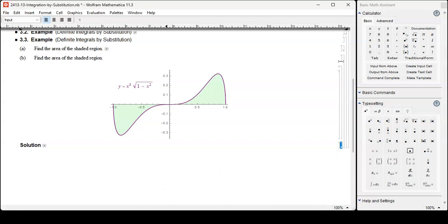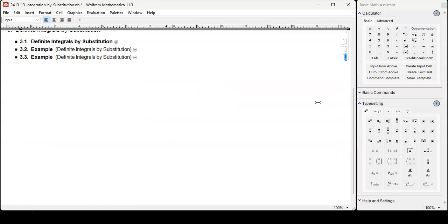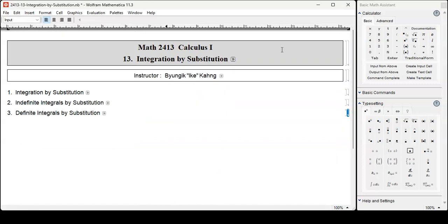Okay, check out the notebook for detail. And that completes lesson 13 and probably calculus 1, at least the required part.